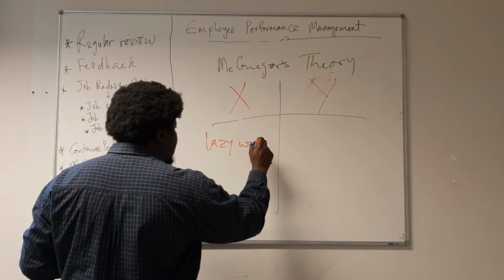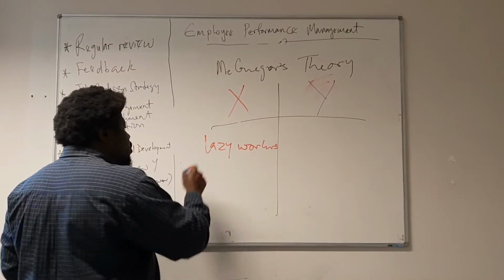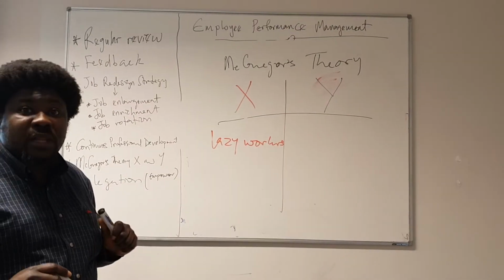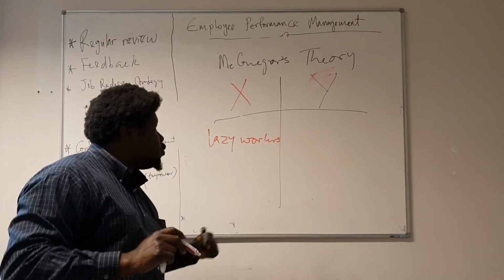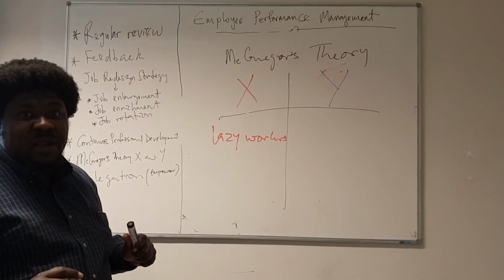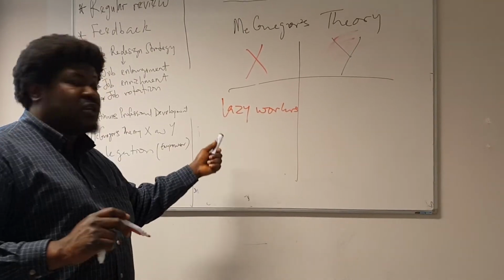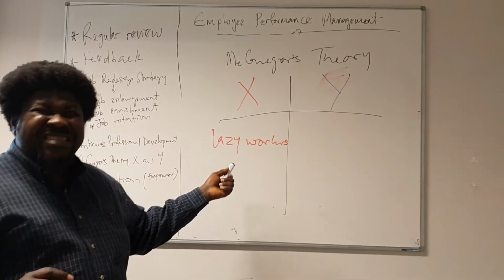Lazy workers who don't like to work. They never meet the targets, they never meet the deadlines, they come late to work. So Douglas McGregor says if you want to improve the performance of such employees, you have to be coercive towards them.